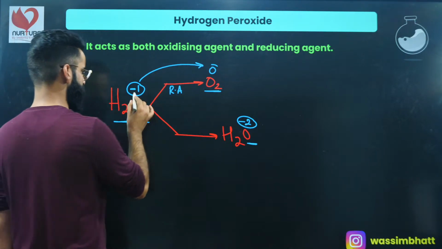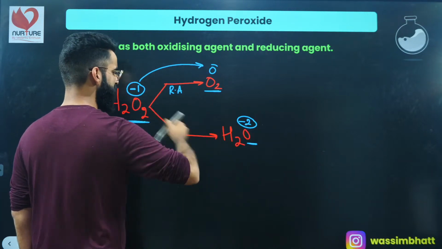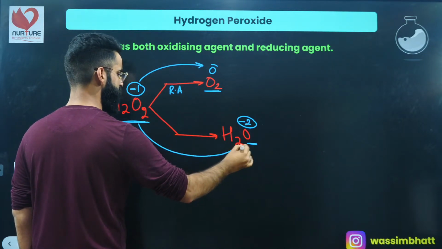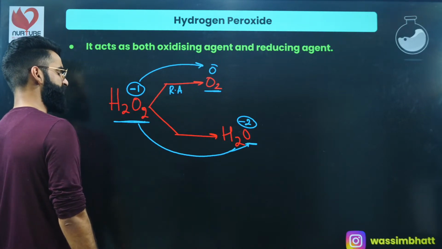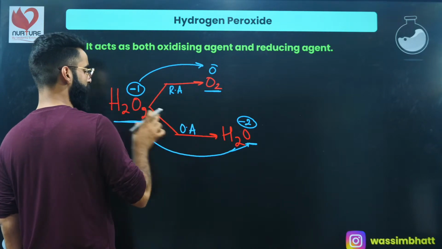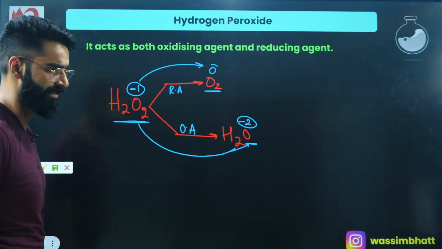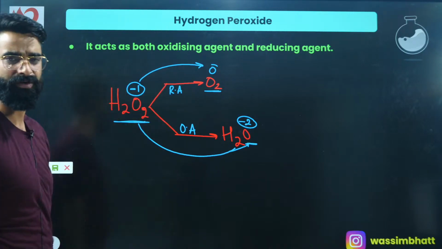Similarly, in the second reaction, -1 to -2, decrease in the oxidation state. Decrease in the oxidation state is what we call reduction. And that species which undergoes reduction is called the oxidizing agent, right? So H2O2 in the second reaction will be acting as the oxidizing agent. In the first reaction, H2O2 acts as a reducing agent. In the second reaction, it acts as the oxidizing agent.